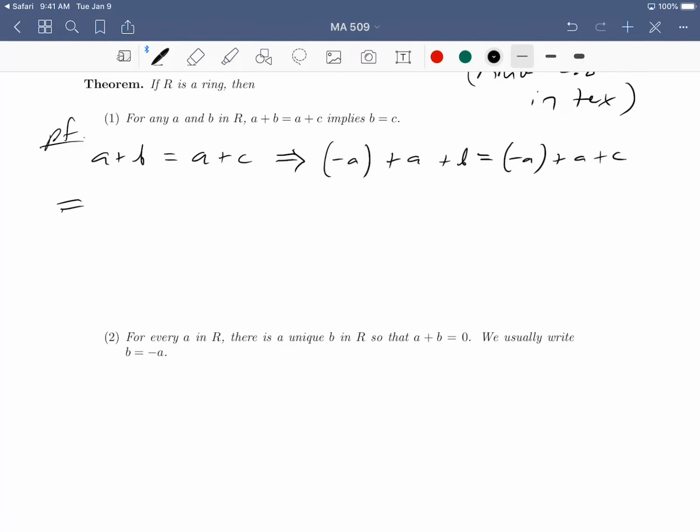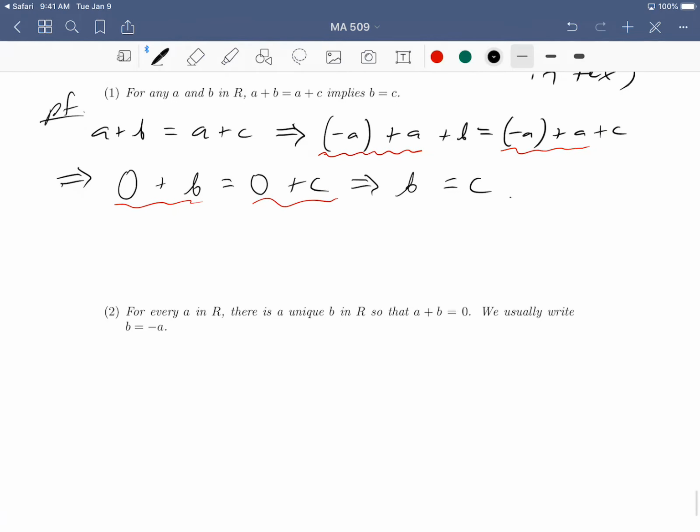All right, and from there I'm going to start using ring properties. So minus a plus a, that was part of our definition of a ring, and that is 0, right? So I'm going to replace that. Same deal here. I have minus a plus a, that's just 0. Okay, so that's using a piece of the definition of a ring. And now I'm going to use another piece. 0 plus b, we have a piece of our ring definition that says that's just b. Same for 0 plus c, that's just c. And that's the end of our proof. So I know I can do this kind of subtracting a from both sides to conclude that b equals c.